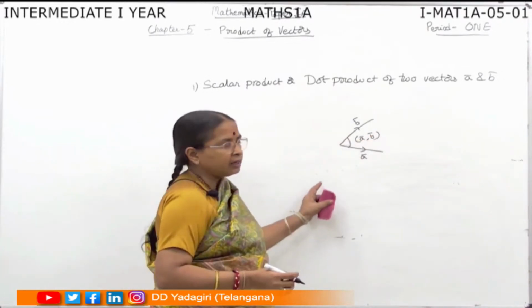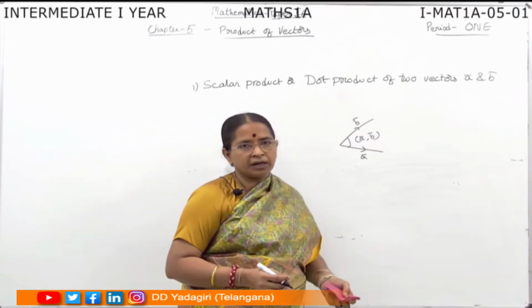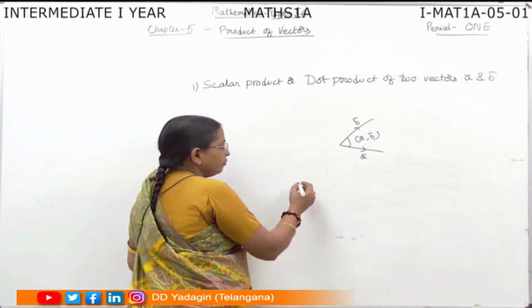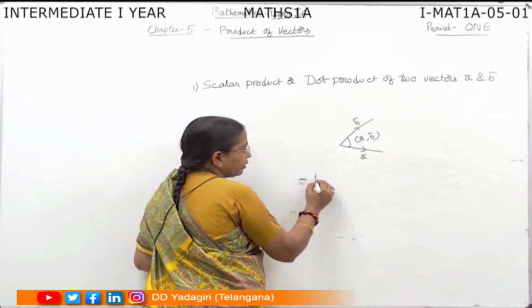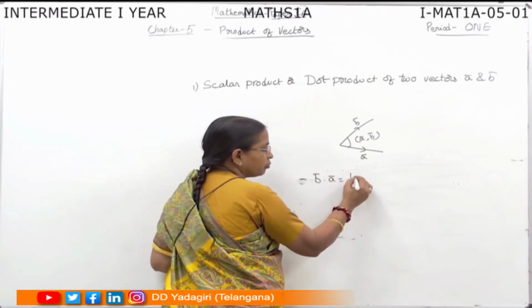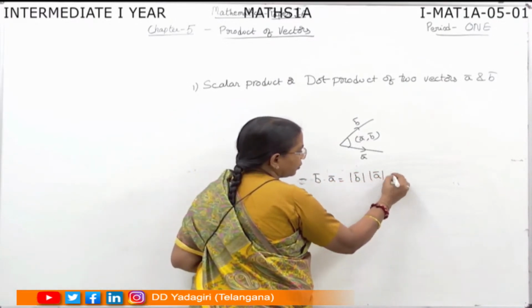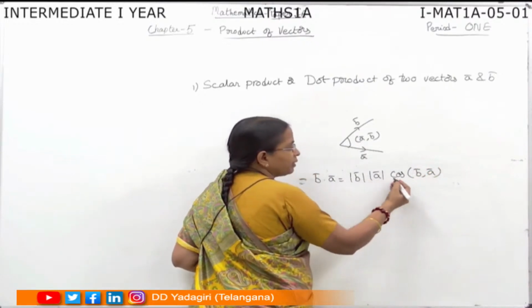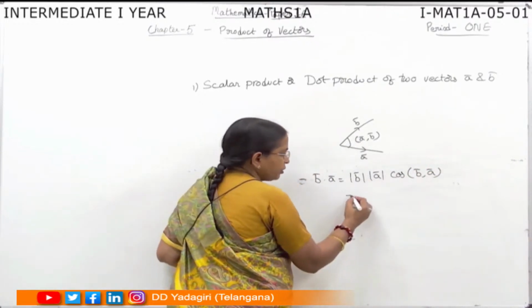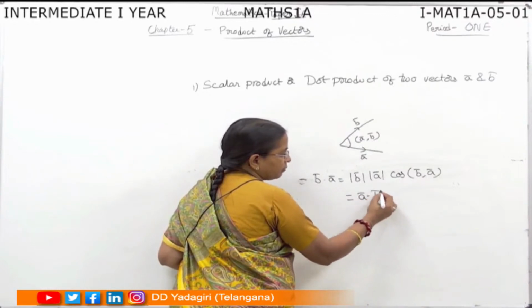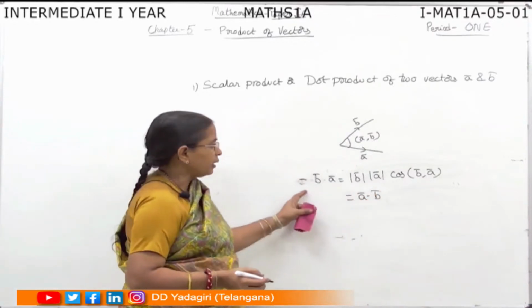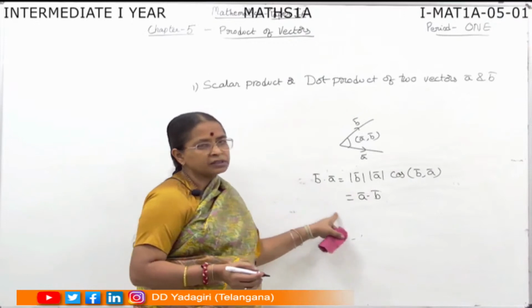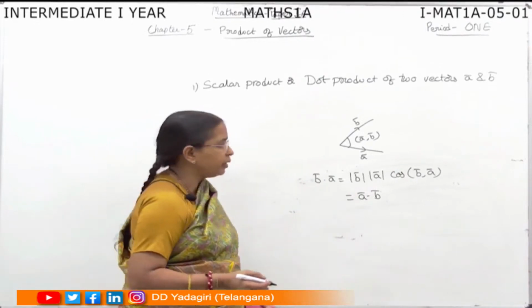You have already learned about this symbol in addition of vectors. Now A dot B, what is B dot A? B dot A is equal to mod B into mod A into cos of the angle between B and A. The angle between A and B is the same as the angle between B and A, so this is the same as A dot B. So this is one property: the dot product is commutative. A dot B is equal to B dot A.